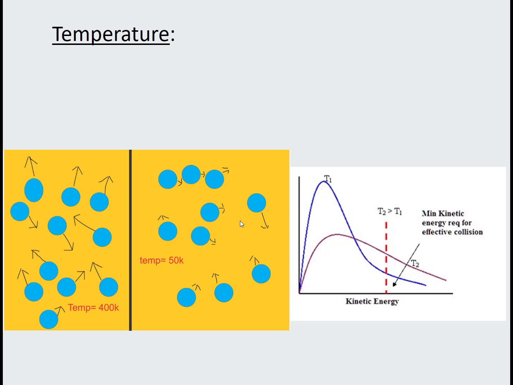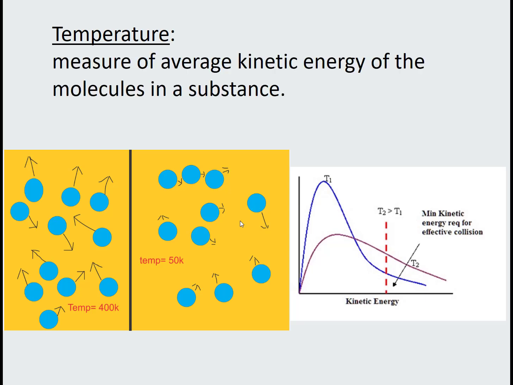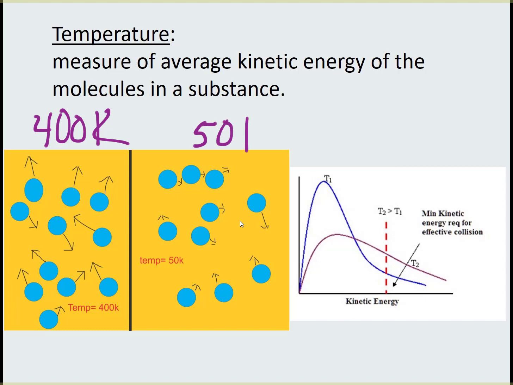Let's define temperature. Temperature is the average kinetic energy of molecules in a substance. So I have two containers here in yellow. One has a temperature of 400 Kelvin, and one has a temperature of 50 Kelvin. The arrows describe how fast those molecules are going. You can see with the arrows, some are going faster because the arrow is a little bit longer, and some are going slower because the arrow is a little bit shorter. So you always have some going a little bit faster, some going a little bit slower, but the average would be measured as the temperature.